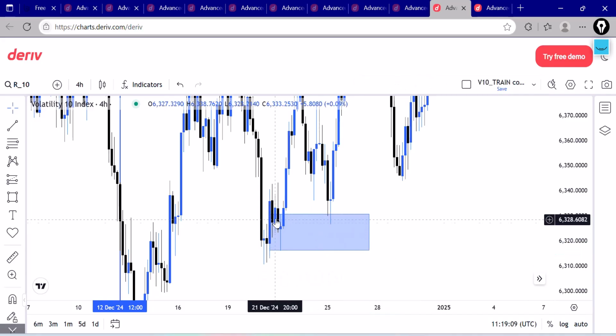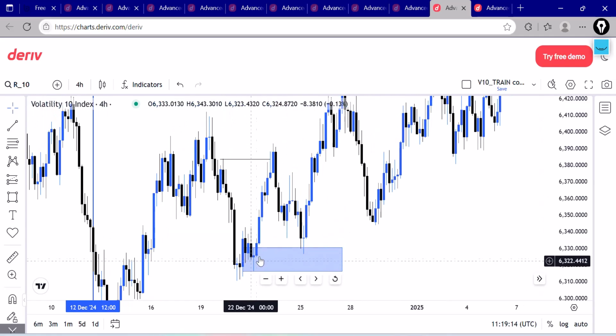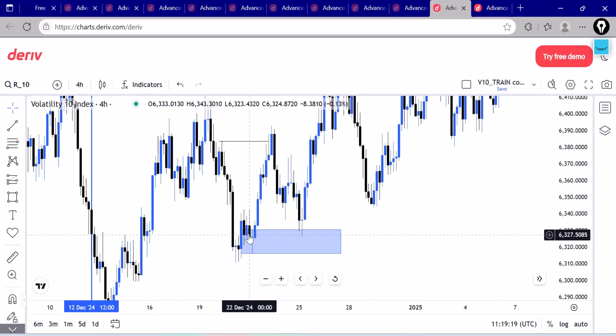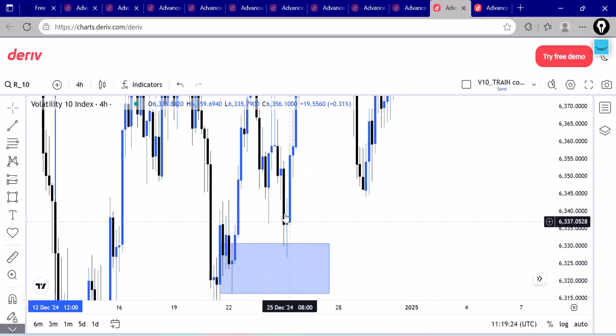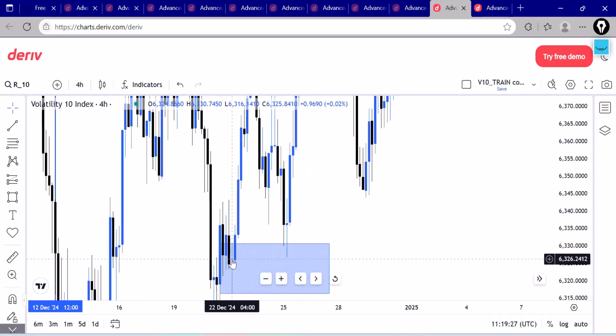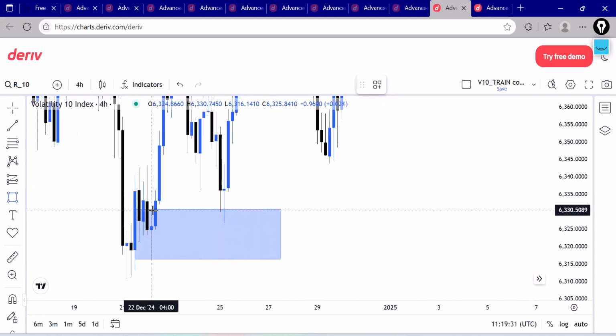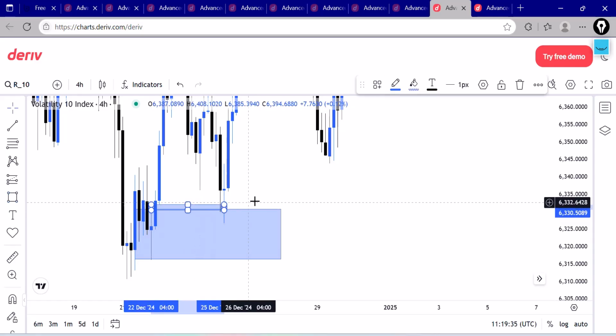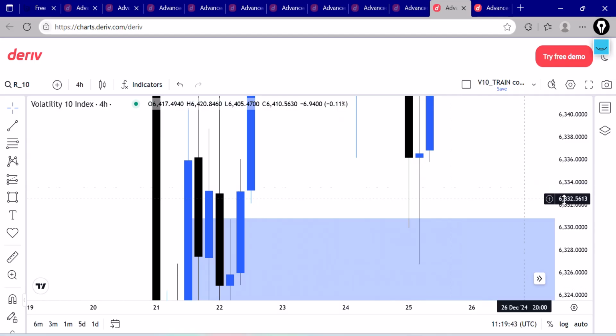So for a demand zone, it is going to be the last down candle that caused the impulsive move that broke structure to the upside. Okay, so this is that down candle. And then what else do we notice? There is an imbalance. There is a gap in between these candles. So this little gap here is what we call an imbalance, or market inefficiency. If you zoom in, you see it.